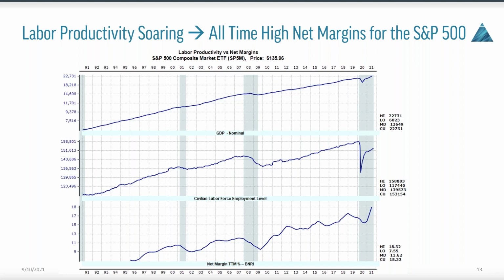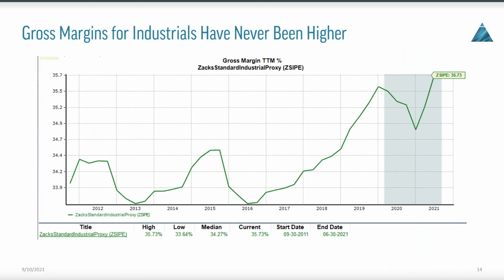And yes, that's true. It is mostly tech stocks, but if we were to isolate this, we can see here that gross margins for industrials have also been never higher. So this is using the Zacks Standard Industrial Proxy. This is a component of the S&P 500 that removes all of the cyclical companies here. And so those gross margins are at all-time highs as well.